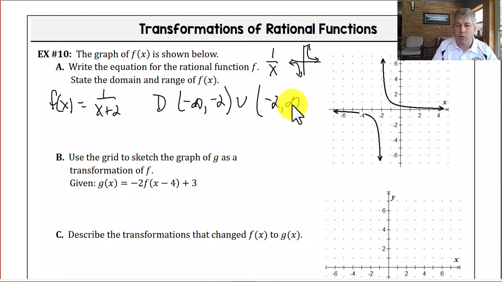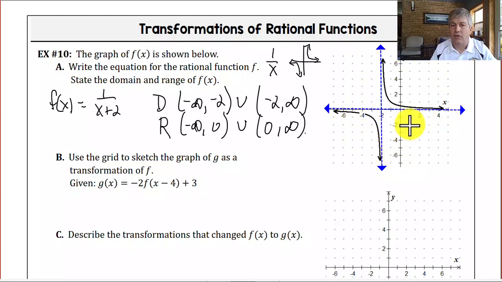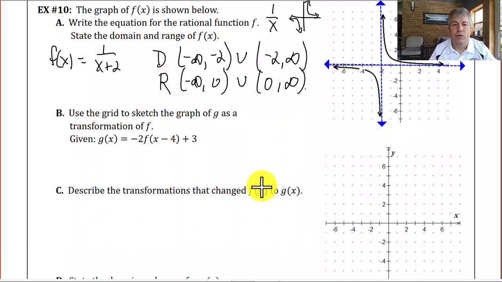And our domain then is all the x's from negative infinity to negative 2 in union with negative 2 to infinity. And our range is all real numbers except 0, because I've got a horizontal asymptote at 0. So that would be negative infinity to 0 in union with 0 to positive infinity. And there's a look at our graph with the asymptotes drawn in for you. In B, we're asked to use the grid to sketch a graph of g as a transformation of f.